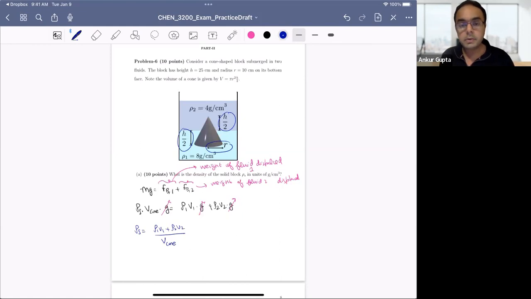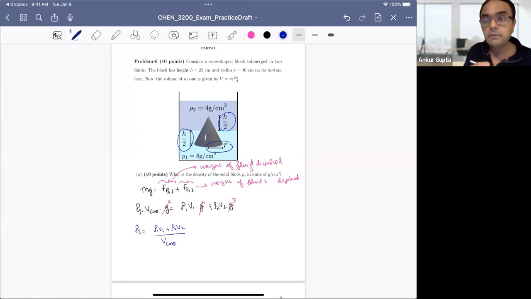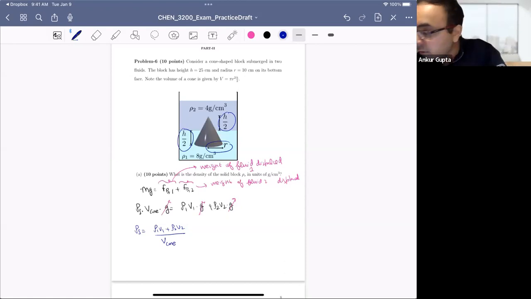Clearly the main challenge is we don't know V1 and V2. We know the densities of fluid 1 and fluid 2, but we don't know the volume submerged in fluid 1 and fluid 2. So from that perspective, let's think about this. So this is height and this is height.